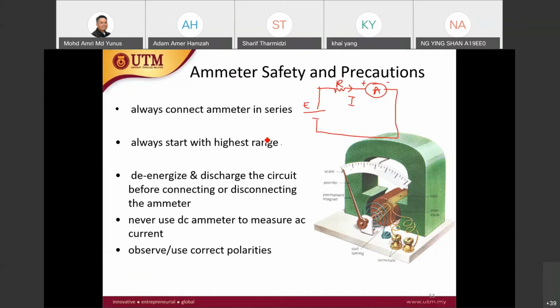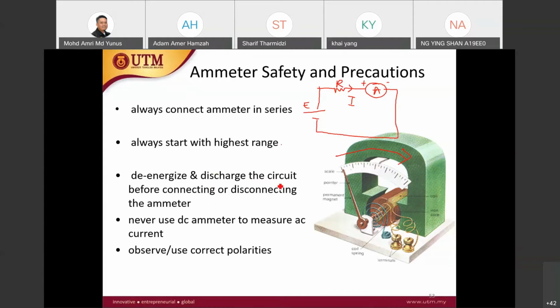If you start at the lowest, the deflection might exceed the limit. It could go all the way to the right and hit the inner wall of the ammeter. So you don't want that to happen. The components are very fragile.